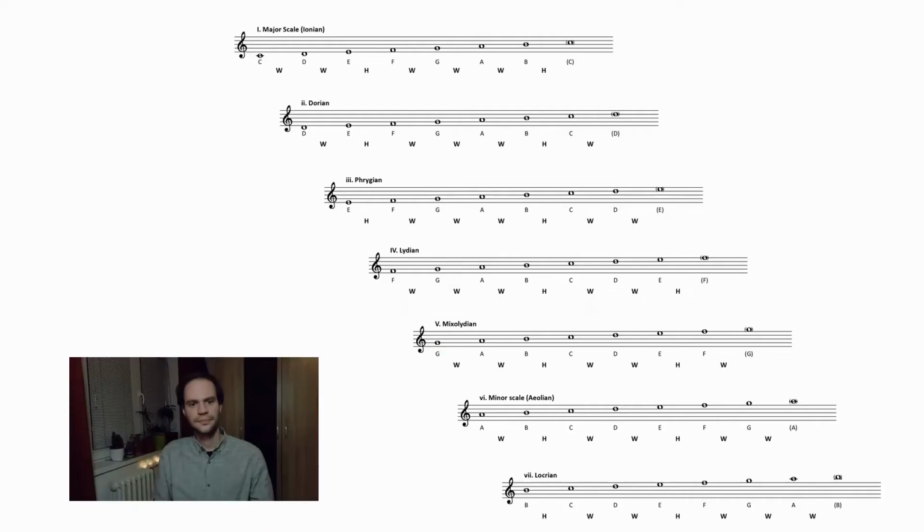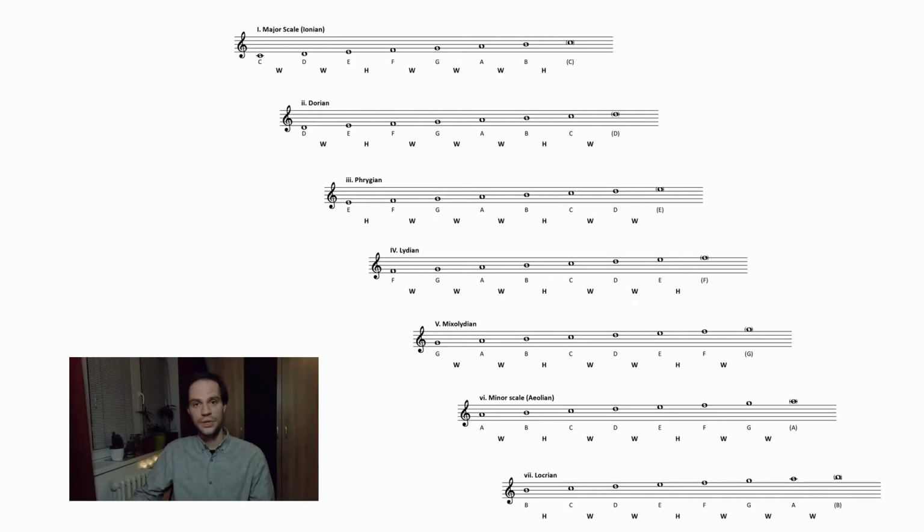To create the other modes, we just simply repeat this process of shifting everything one step up. The end result is 7 different scales, and we can tell them apart not only by their blueprint of whole and half steps, but they also have different names.